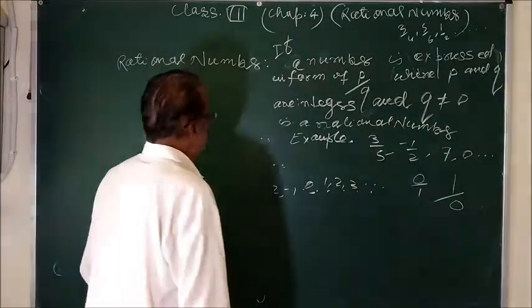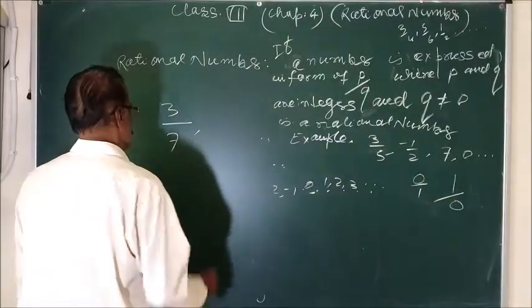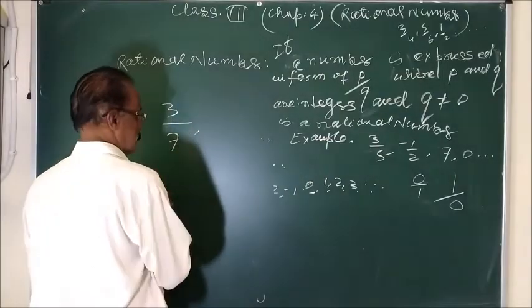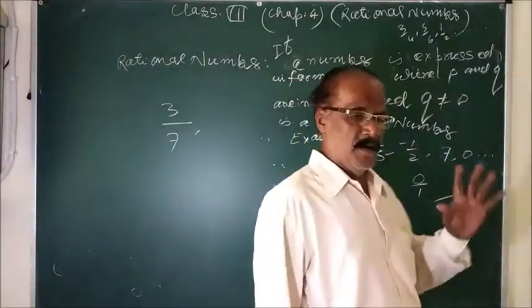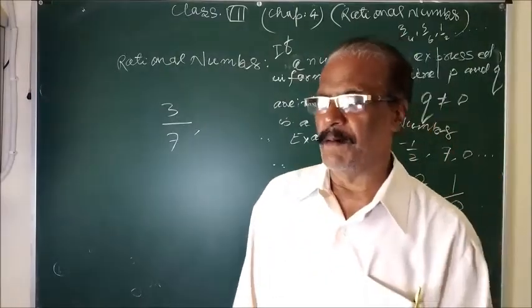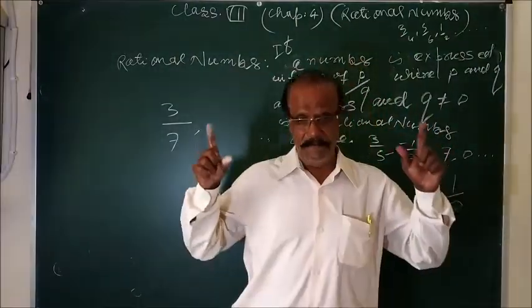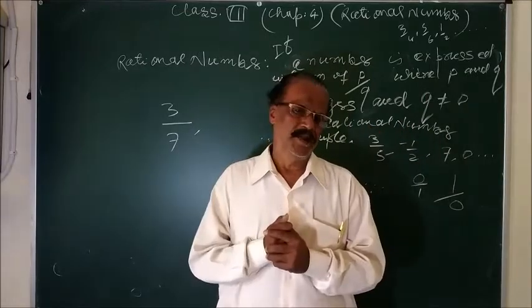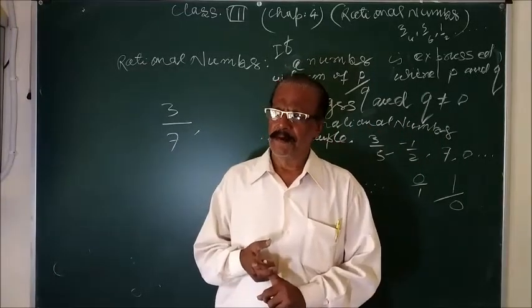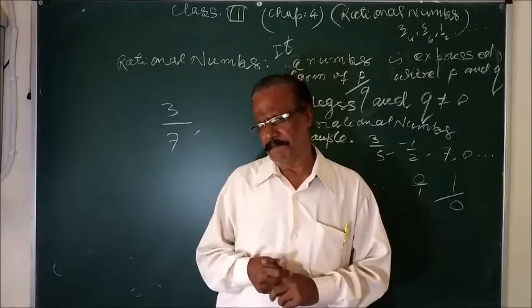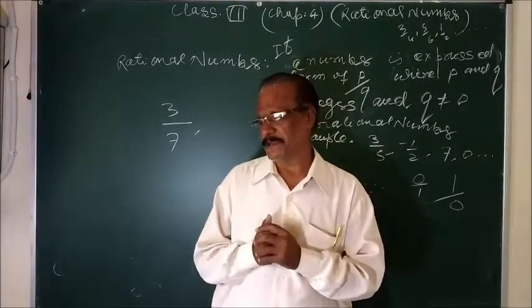What is the difference between a fraction and a rational number? In a fraction, the P and Q, numerator and denominator, should be positive. And if the denominator is not positive, it cannot be called a fraction, but it is still a rational number.